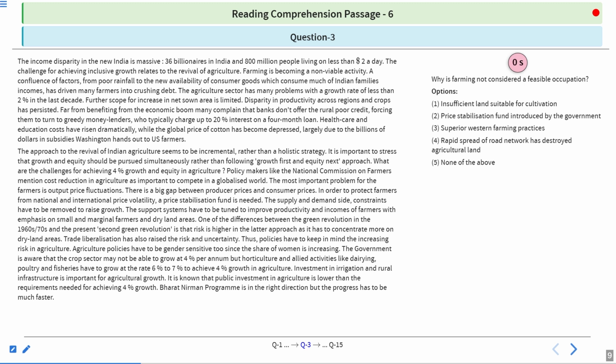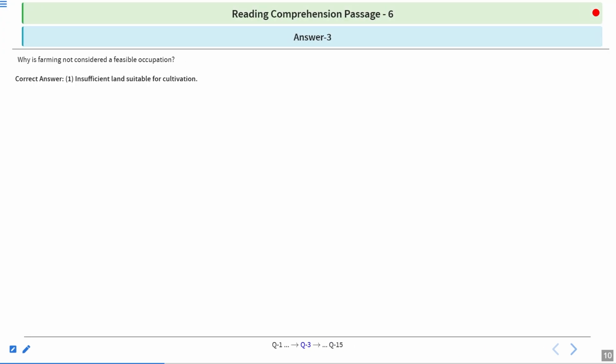I hope you've chosen the right one. Let's move to the correct answer. The correct answer is 1, insufficient land suitable for cultivation.